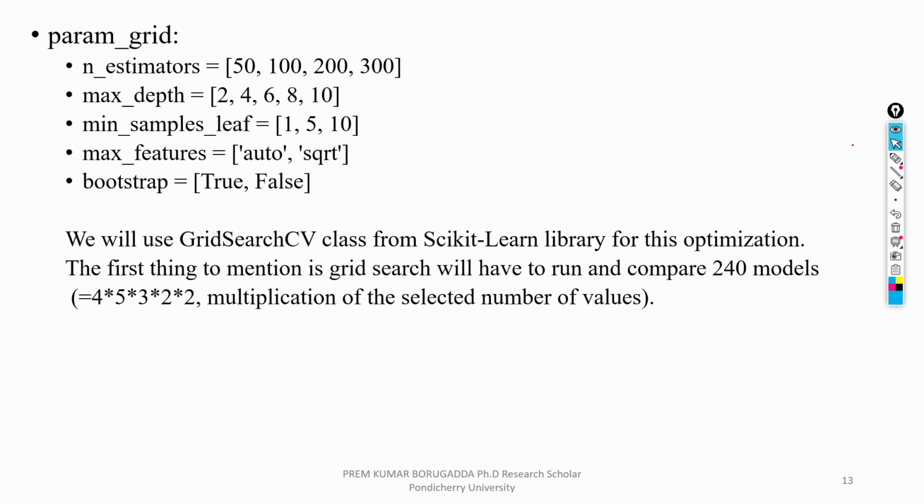If you see, how many estimators are there? 4 estimators, and depth has 5 values. Leaf will be 3 values, max features 2, and bootstrap 2. If you multiply all of these, 4 into 5 into 3 into 2 into 2, the total number of combinations is 240. After trying the 240, GridSearchCV selects the best combination of the parameters.